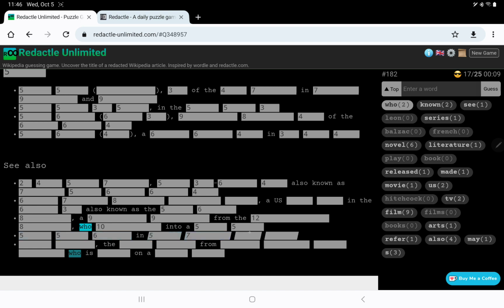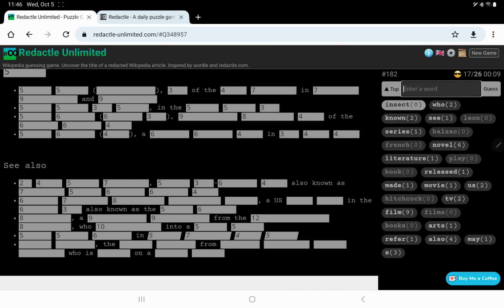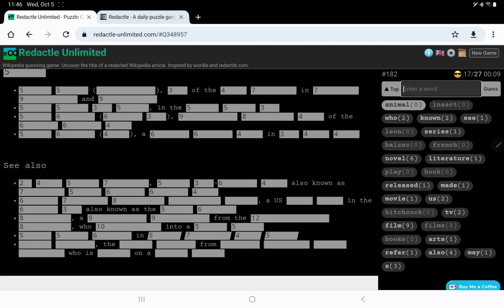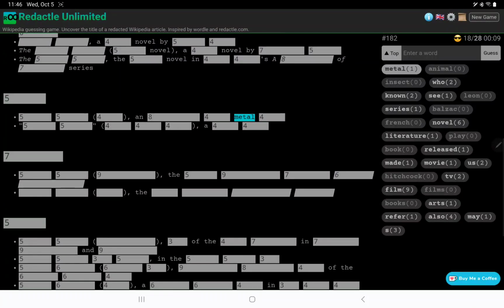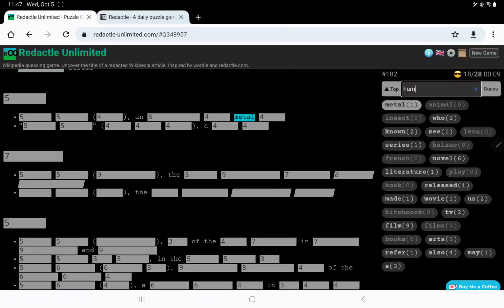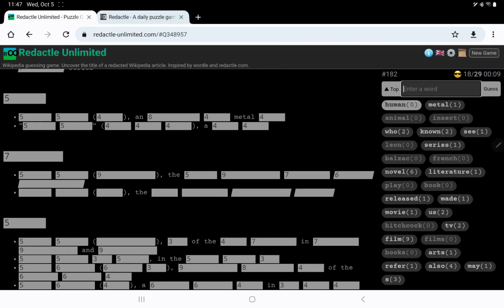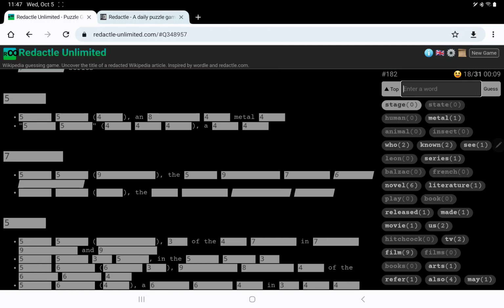And we have 5-5-6 in 5-7-4-5. Is that a species or... let's try insect, animal. I was thinking it was a scientific. I did think of metal as a 5-letter word. We do have one metal. Okay, so this is in the 5 section, and something metal 4. Okay. I was also thinking of human in the title of books. No. State, stage.